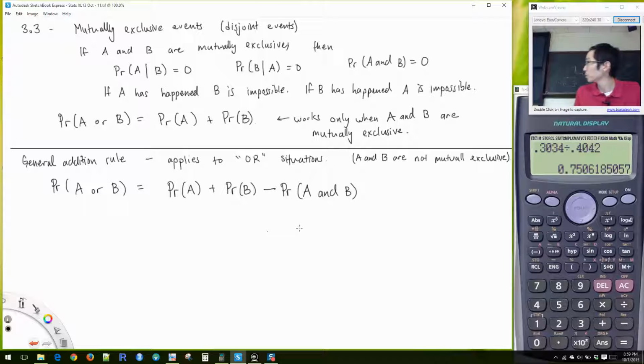So I hope that's okay. And then just one more thing from section 3.3 that I'm kind of just blitzing through. Can I flip to the next slide?